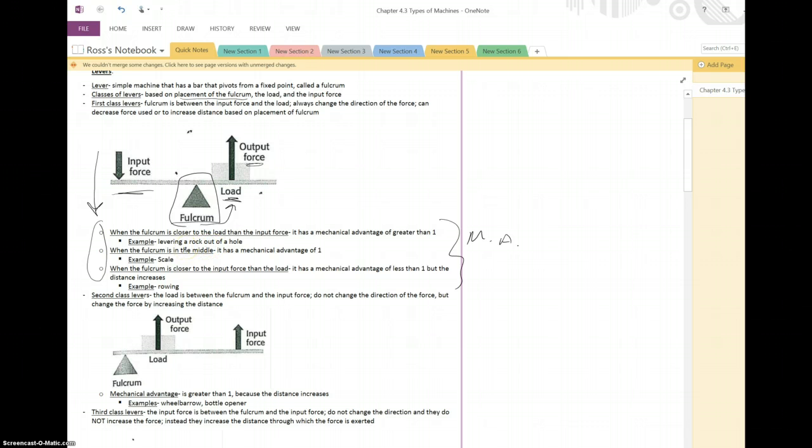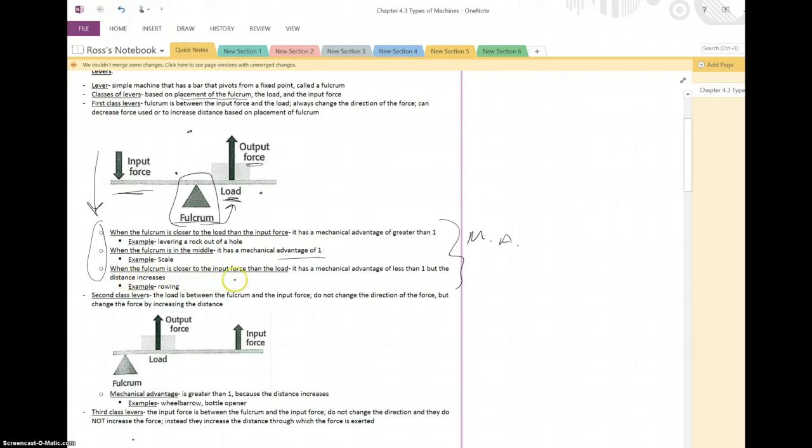Remember, we talked about this when we were talking about 4.2. If I'm trying to use a lever to get a big rock out of my backyard, I want to use the bigger lever. It will allow me to make that lever travel for a further distance. If the fulcrum is right in the middle, like it is here in this picture, it has a mechanical advantage of 1.